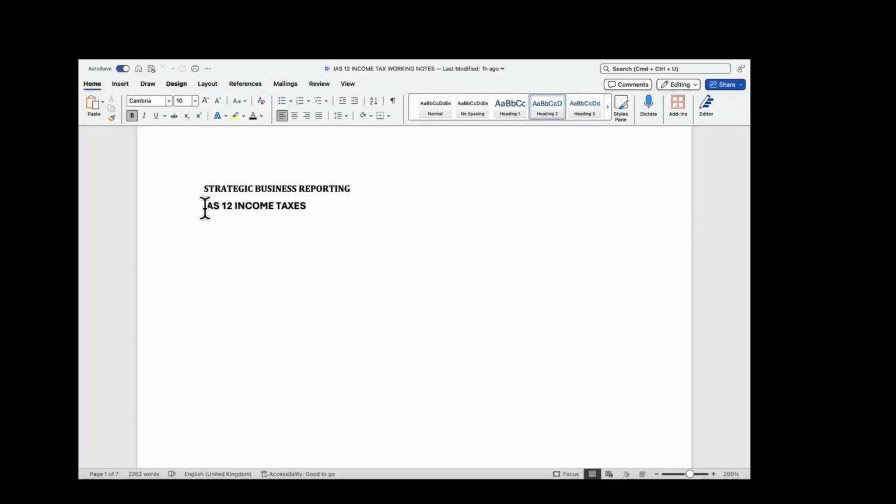So today we are going to be commencing a new topic, which is IAS 12 on income taxes. Remember that last week we rounded up on IAS 36 on impairment of assets.